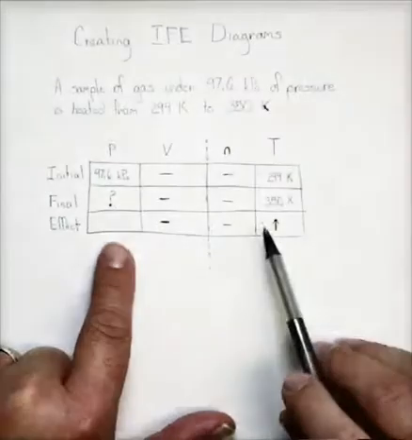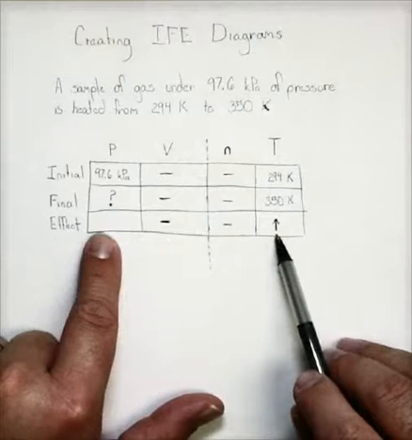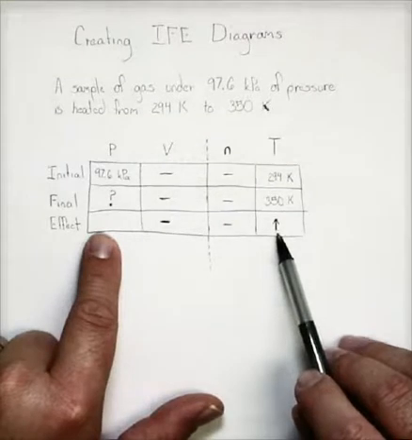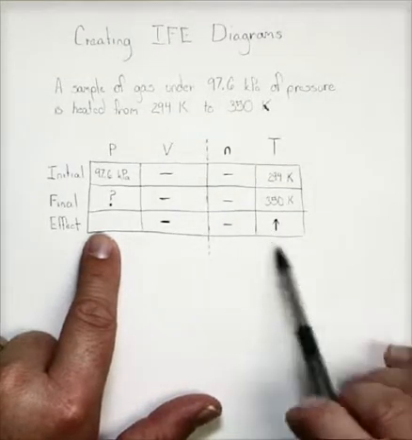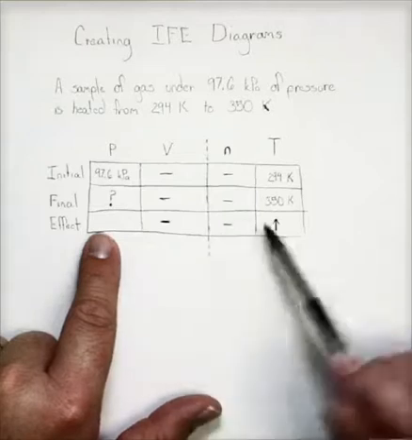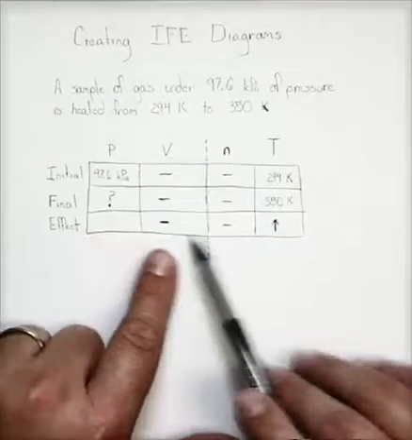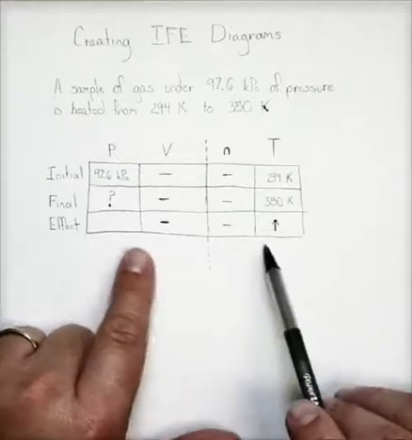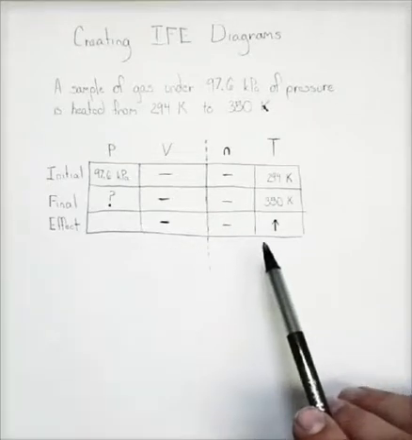If you're comparing two variables on either side of this, they're going to be directly proportional, which means as temperature goes up, if everything else stays constant, pressure will go up. So the arrows will point in the same direction if the two things we're looking at are on opposite sides of this middle line. If they're on the same side, they'll go in opposite directions.